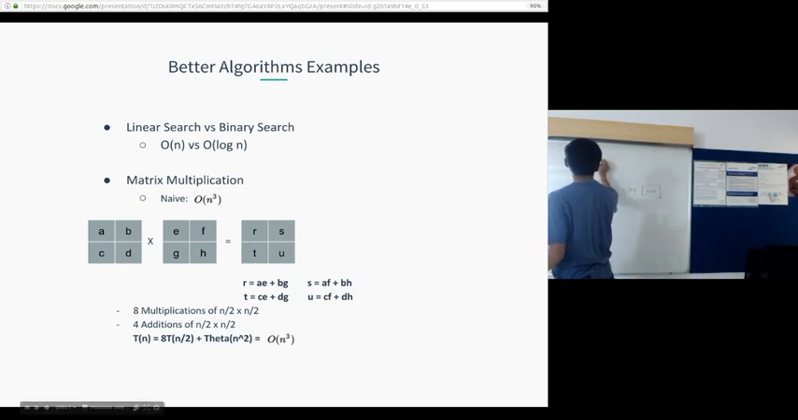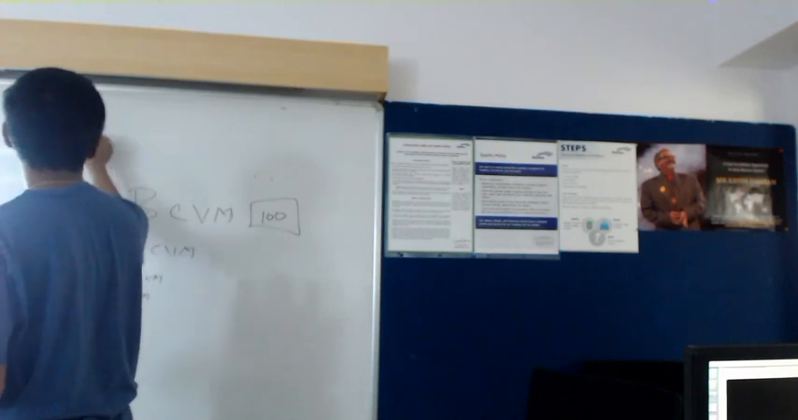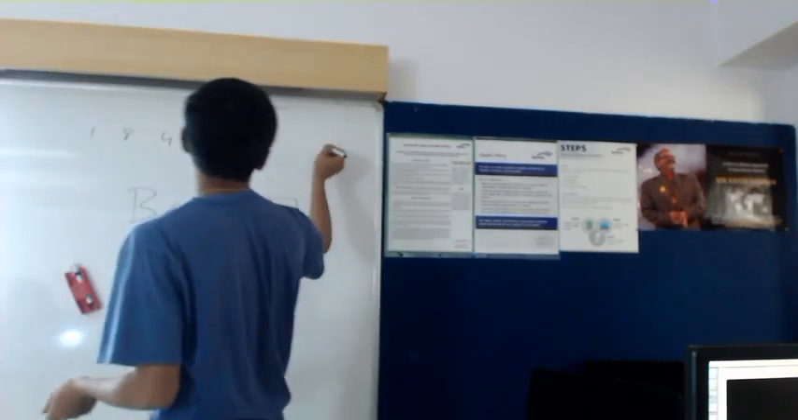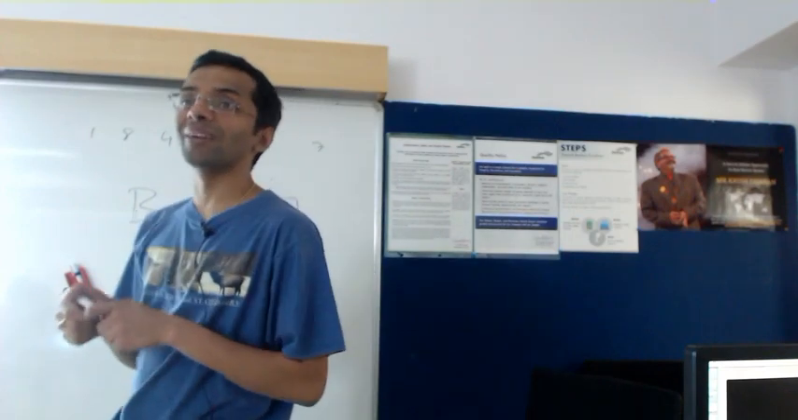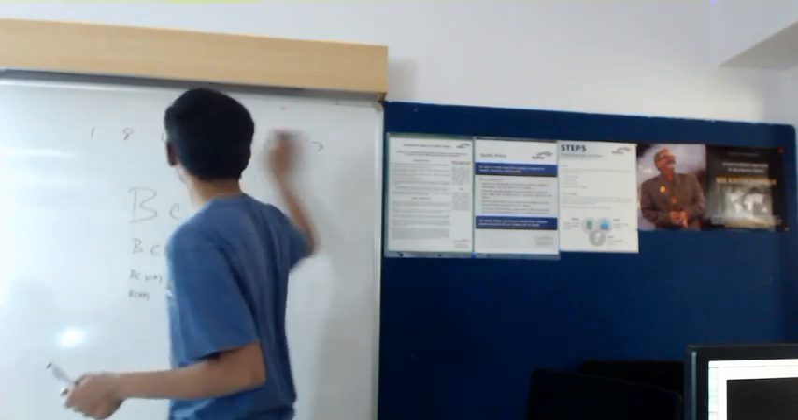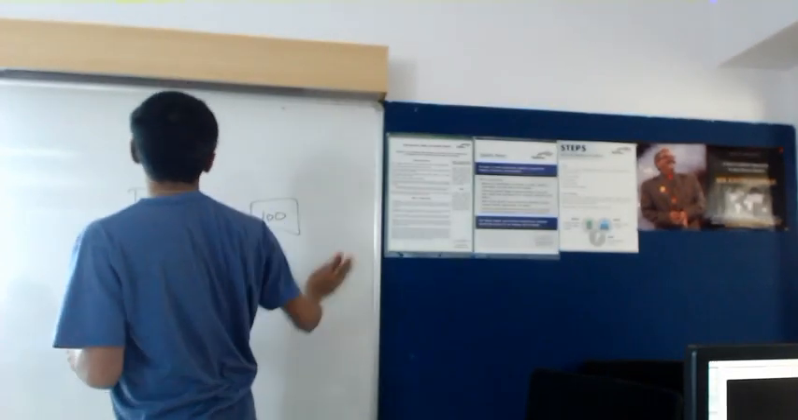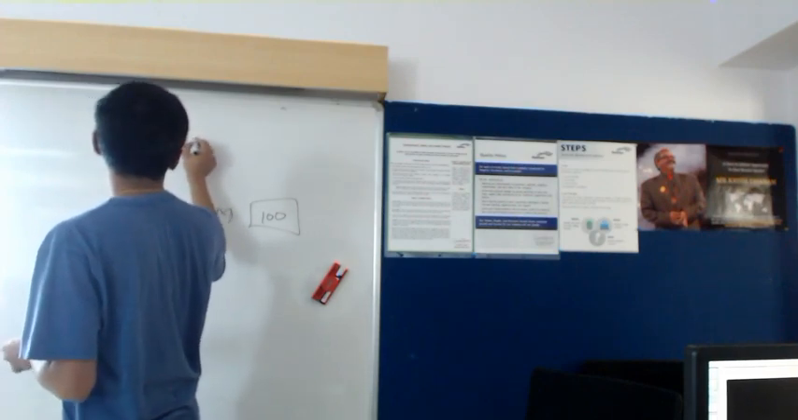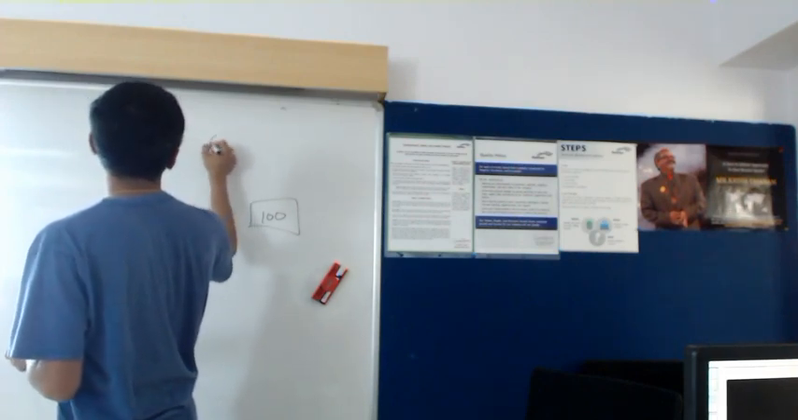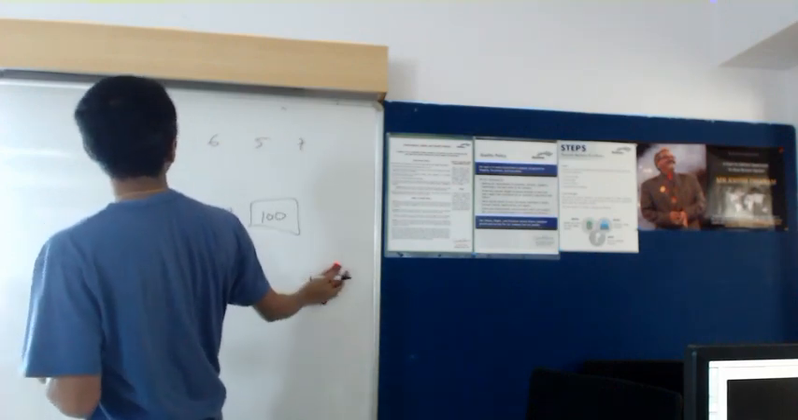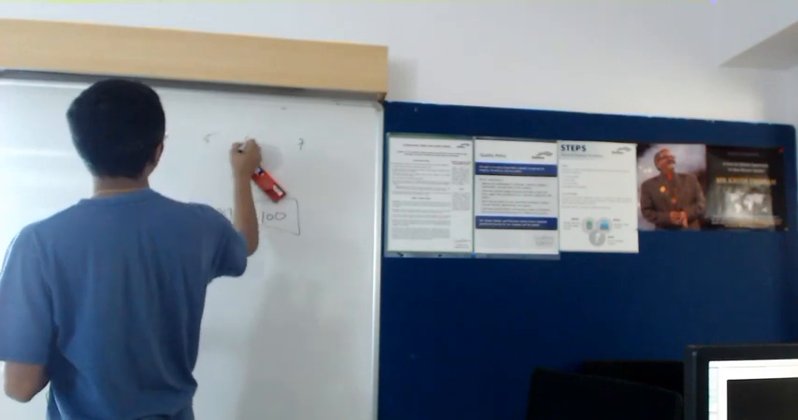You've got a bunch of things, let's say a few numbers: 1, 8, 4, 3, 2, and 7. Now I'm going to find the maximum number here. Or actually, I need to sort it first. So let's say 6, 5, 7. I don't know the right numbers.